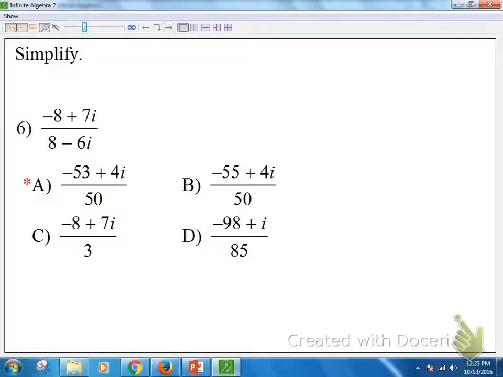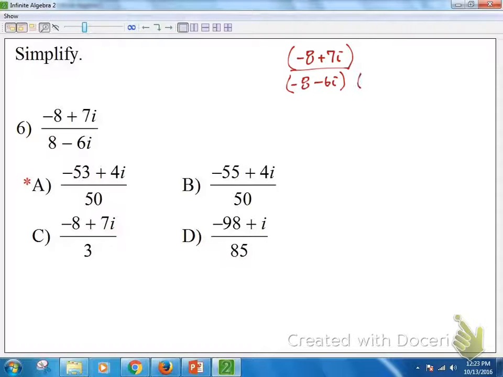Okay, number 6, this is the same idea. We got negative 8 plus 7i. I'm going to write the problem down here. So you got negative 8 plus 7i over negative 8 minus 6i. We got a whole numerator and a whole denominator, and of course we have this i in the denominator. We can't just cancel these things out. You have to cancel whole denominators with whole numerators, and these are different.